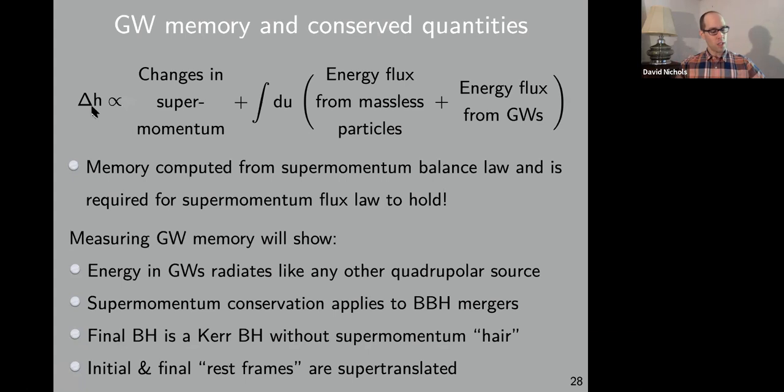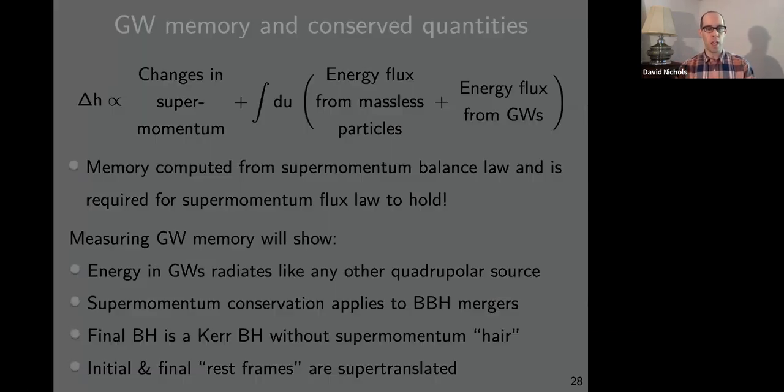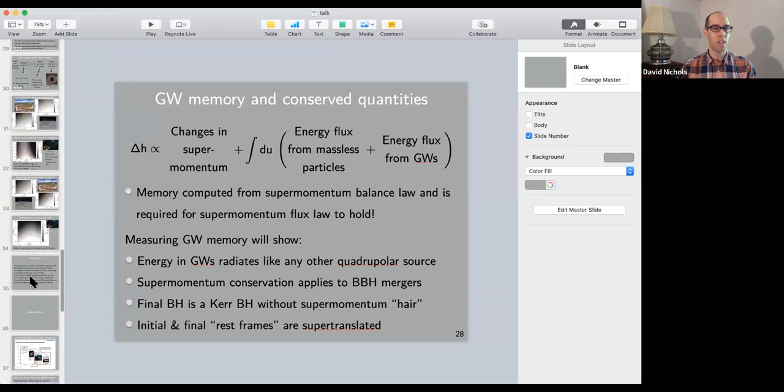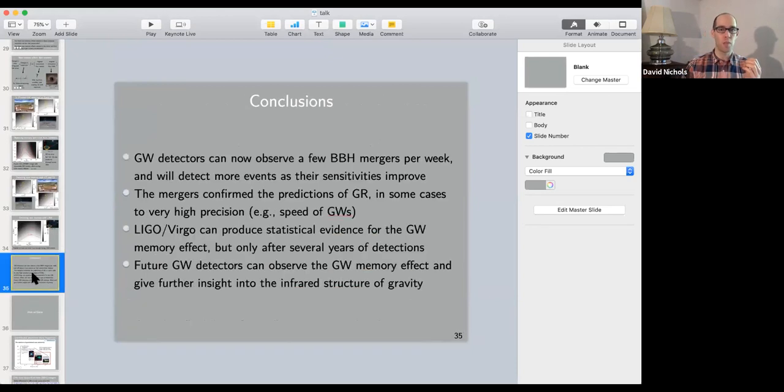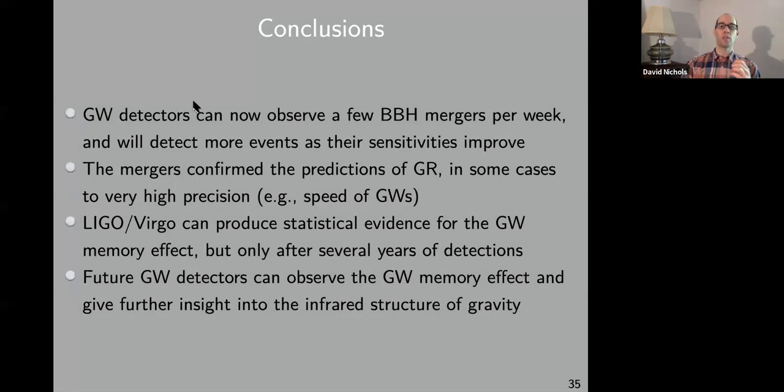So in the interest of time, I'll skip ahead and not discuss some of the future directions, but I'll just move to my conclusions. So, what I've aimed to show through this talk is, first of all, just to remind you that these gravitational wave detectors are observing a few binary black hole mergers a week, and this number of detections is only going to increase and provide stronger constraints as the detectors' sensitivities improve.